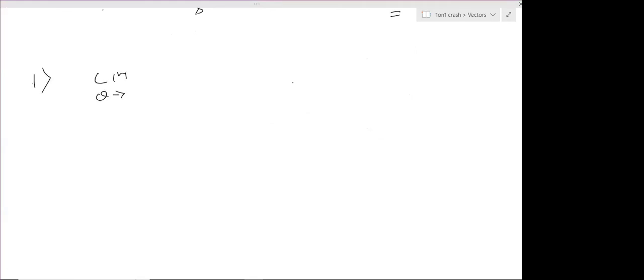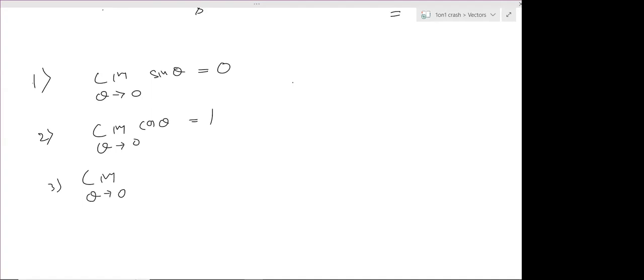Few more formulas. Limit theta tending to 0, sine theta is 0. You can use these standard limits everywhere. Limit theta tending to 0, cos theta is 1. Limit theta tending to 0, sine theta by theta is equal to limit theta tending to 0, tan theta by theta, and this is equal to 1. Very important one, this third one.